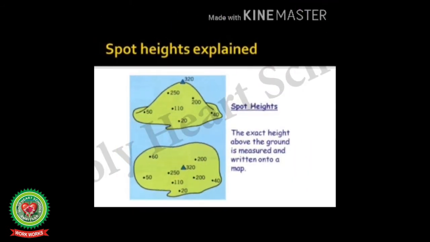Next method is spot heights. Look at the sample survey map which shows a number of dots with a number beside them denoting the height of that point above mean sea level. For example, if the height of the place is 60 meters, it is written as dot 60. The spot heights are the actual heights above mean sea level fixed during the survey. For example, dot 332, dot 289, dot 296.